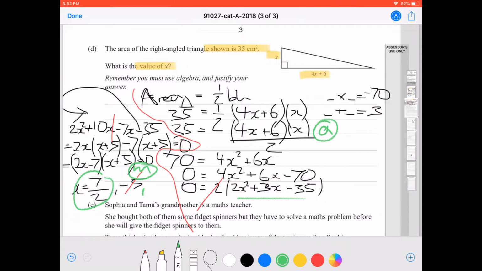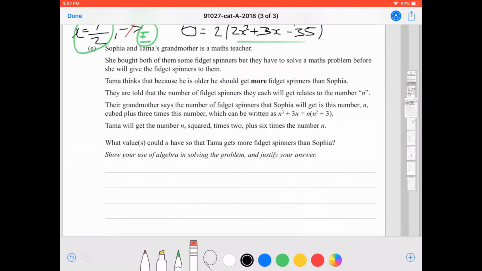Okay. Moving on, question 1E. Sophia and Tama's grandmother is a maths teacher. She bought both of them some fidget spinners, but they have to solve a maths problem before she will give the fidget spinners to them. Tama thinks that because he is older, he should get more fidget spinners than Sophia. Okay, that's important. They are told that the number of fidget spinners they each will get relates to this number n.